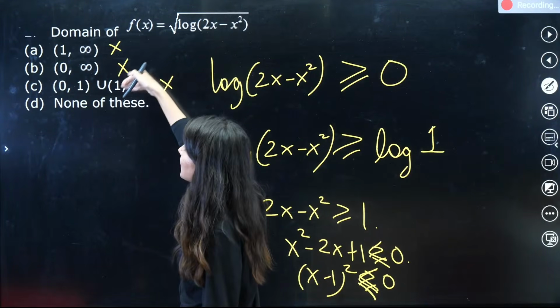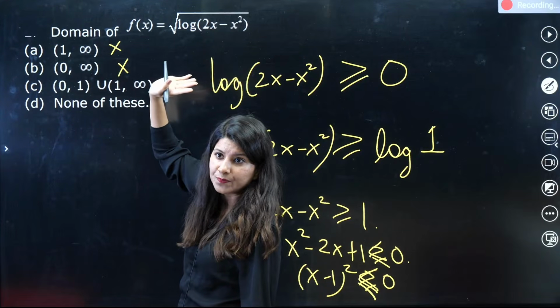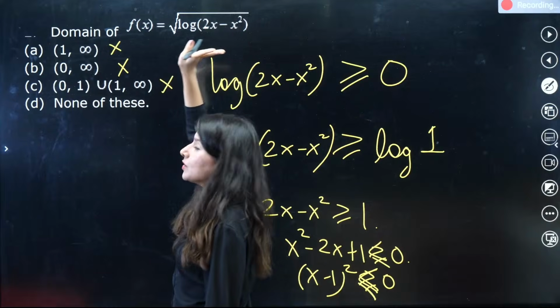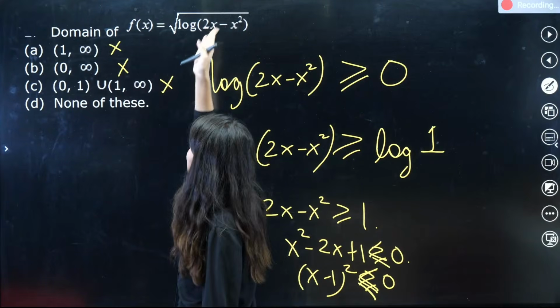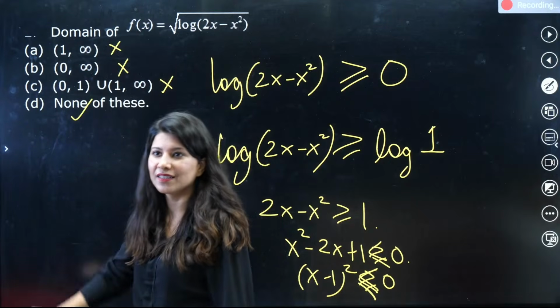So all the options A, B, C are eliminated once you just substitute x equals 2. You can't put x equals 2 over here, and all the three options are saying put x equals 2, but we can't. So option D is right.